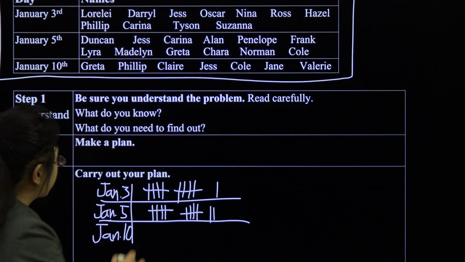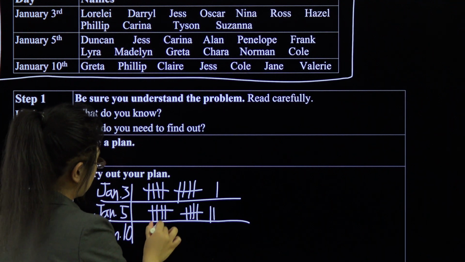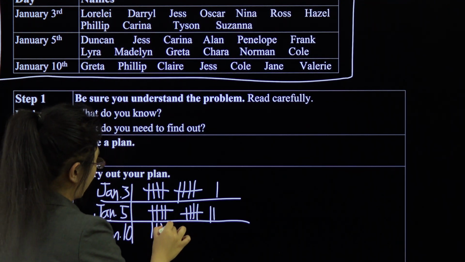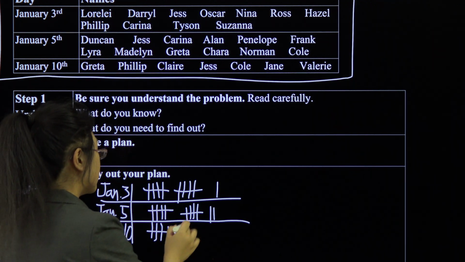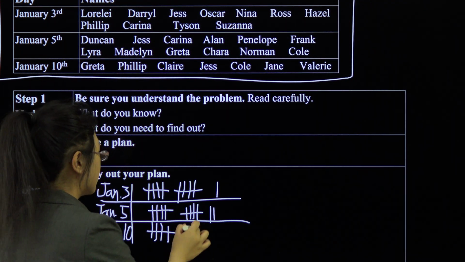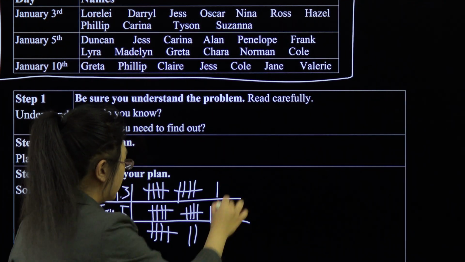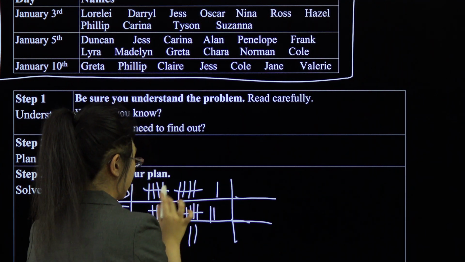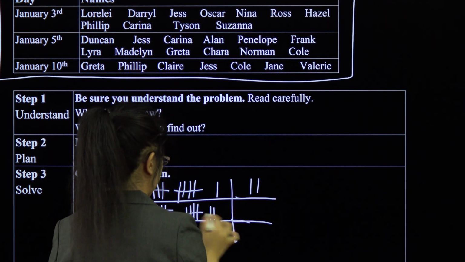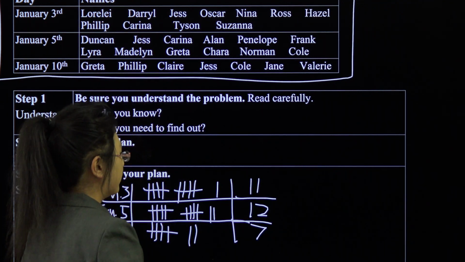January 10th. Greta, 1. Philip, 2. Claire, 3. Jess, 4. Cole, 5. Jane, 6. Valerie, 7. So then we add the tallies up. 11, 12, and 7.